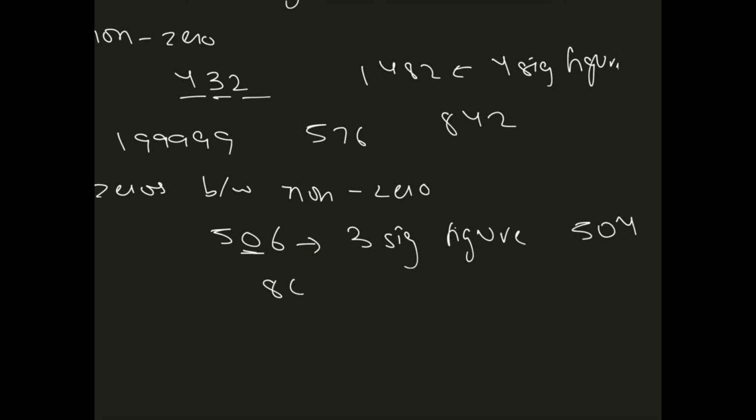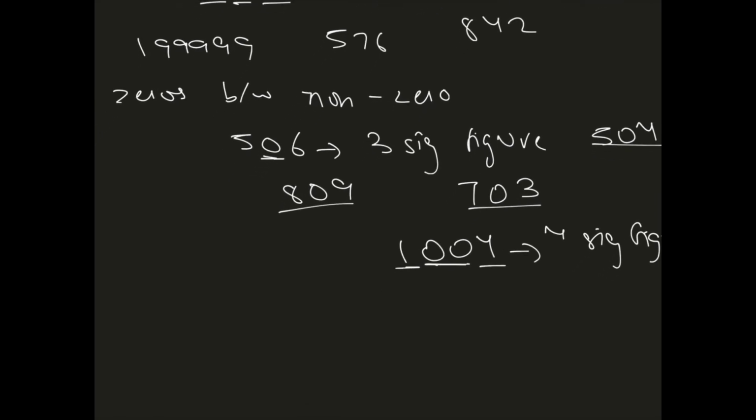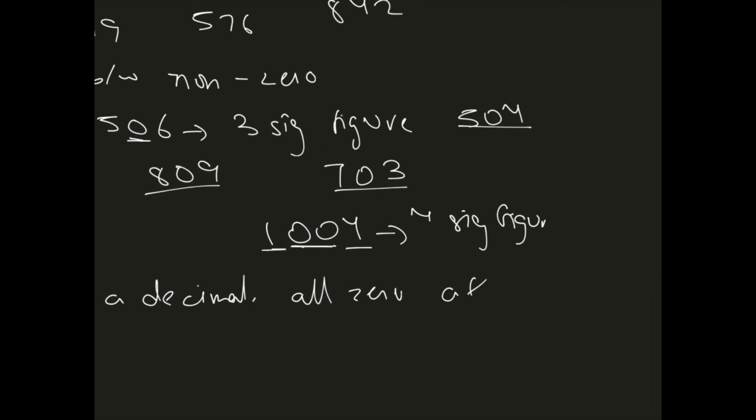504, 809, 703, all these numbers are 3 significant figures. Even if it's a bigger number like 1004, even though 1 and 4 are two digits apart, both the zeros in between are significant. So this is a 4 significant figure number. The next rule is that all zeros after a non-zero digit are significant, but in a decimal. In a decimal case, all zeros after non-zeros are significant.